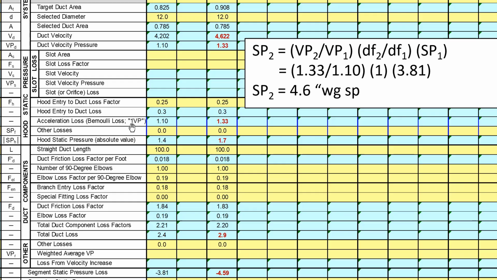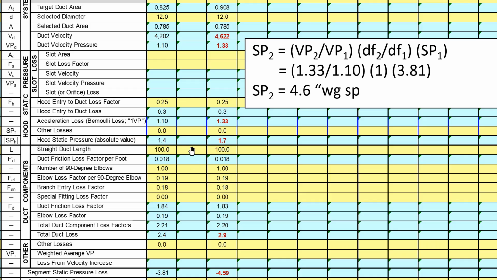Our F sub A is always 1. So our F sub H times our VPD, our hood entry loss, still stays at 0.3. Our acceleration loss increases because 1 times our velocity pressure gives us 1.33 instead of 1.1. So that gives us a hood static pressure loss of 1.7, where before it was 1.4.